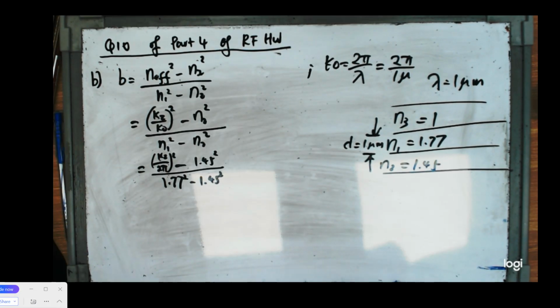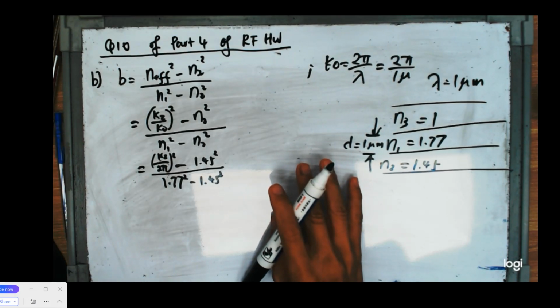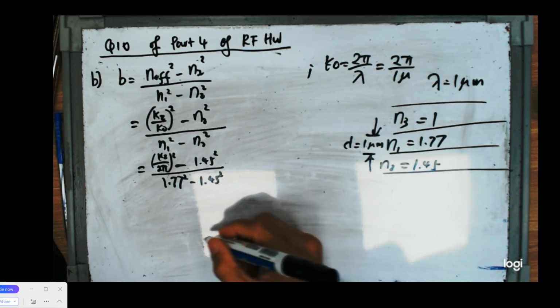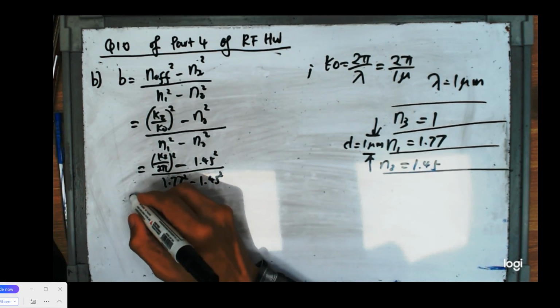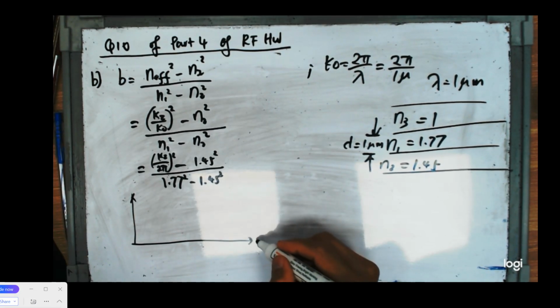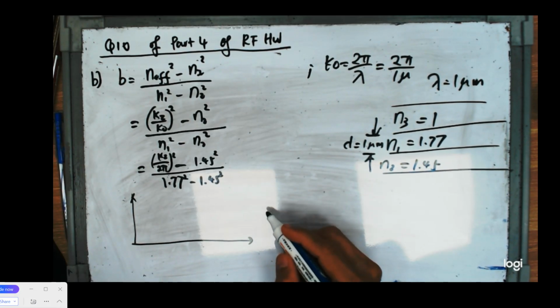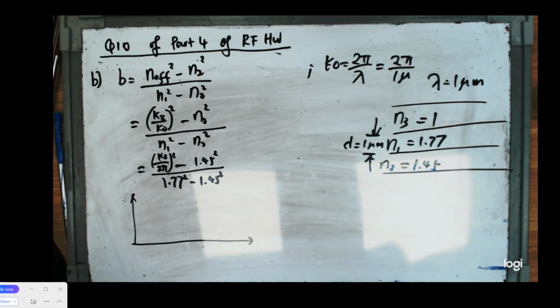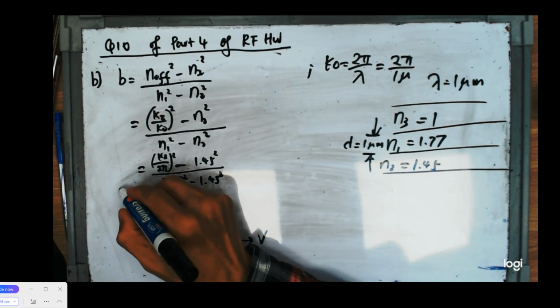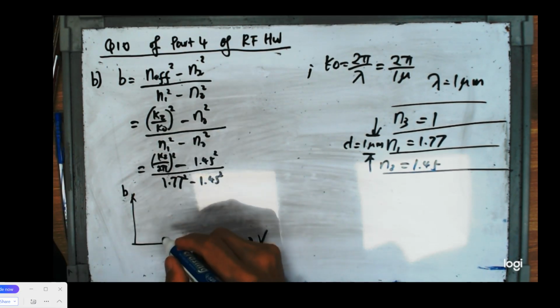And the next thing I'm going to do is to show you the b-V curve. Before moving forward, let me show you. The b-V curve is like this. The horizontal axis is V, and the vertical axis represents b. b is this value.